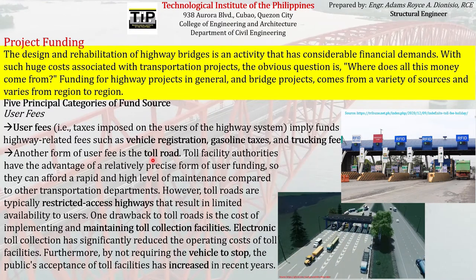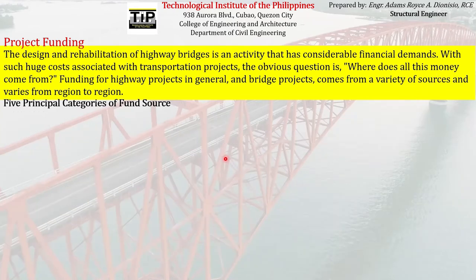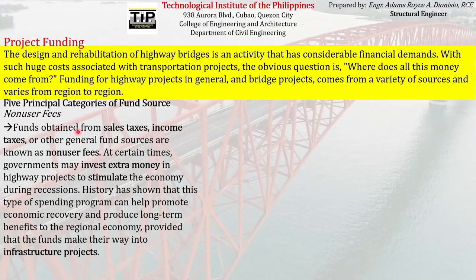So user fees are one of the principal sources of funds for a particular highway project. So the fund that will sustain the project can be collected from users themselves. So another source of fund for providing the needs of a certain transportation project, a highway or bridge project, can be coming from non-user fees. Funds obtained from sales taxes, income taxes, or other general fund sources are known as non-user fees.